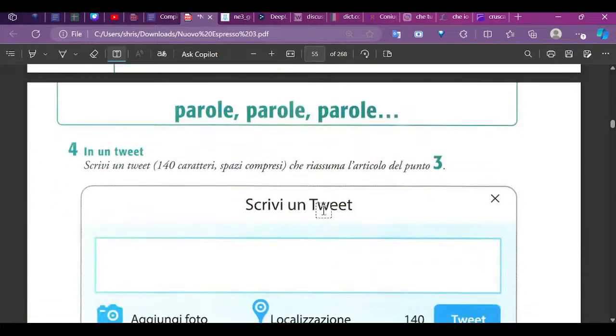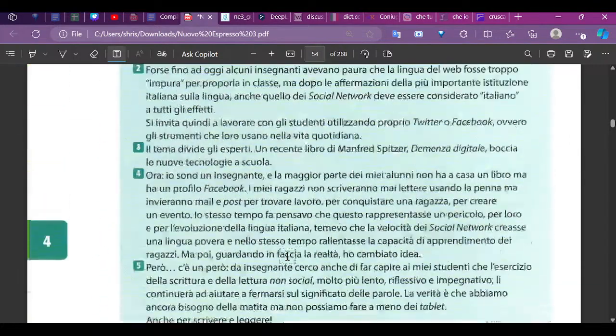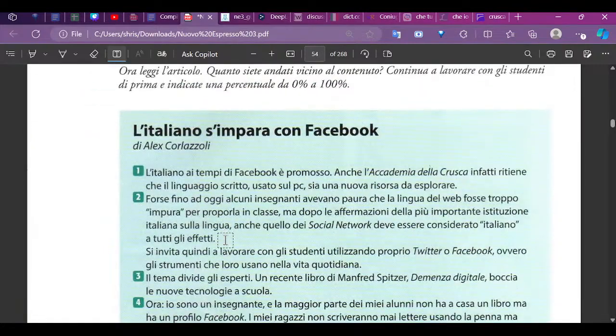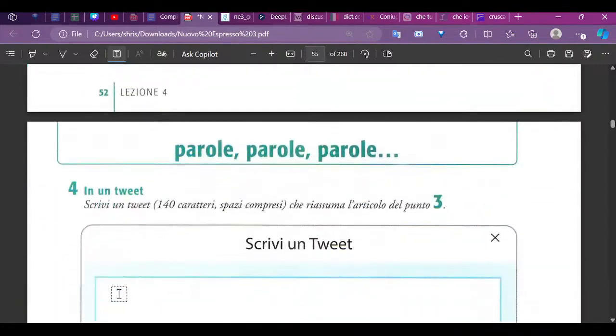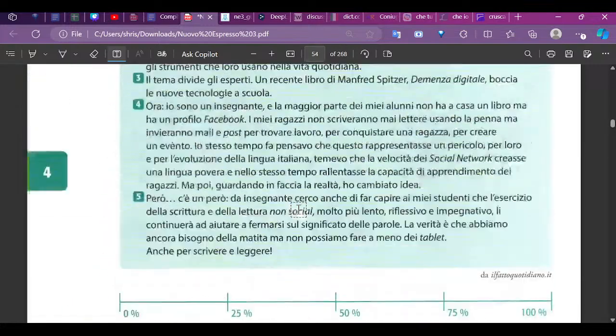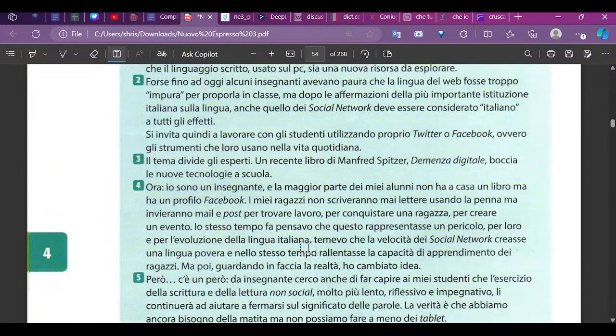Scrivi un tweet di centoquaranta caratteri, spazi compresi, including spaces, che riassuma l'articolo del punto 3. Okay, so you have to basically summarize the article in 140 characters, that's a bit difficult. Okay, that is strange. I'm not sure exactly, because it's a huge article. 140 characters is basically three sentences, maybe.